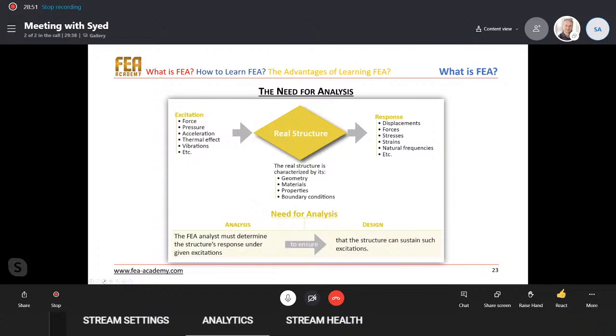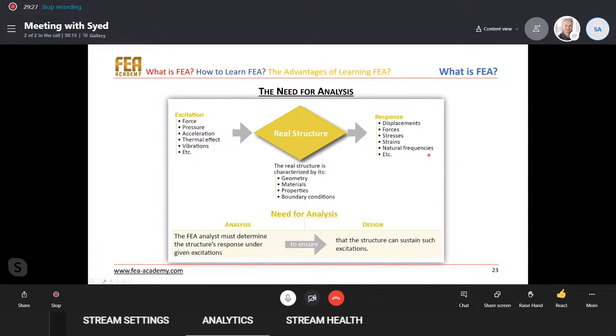So here, it leads us to speak about the need for analysis. First, we have a real structure, which is characterized by its geometry, materials, properties, and boundary conditions. And we apply on this real structure excitations like force, pressure, acceleration, thermal effects, vibration, etc. A lot of different types of excitation. And the objective is to obtain a response like displacements, forces, stresses, strains, natural frequency, etc.